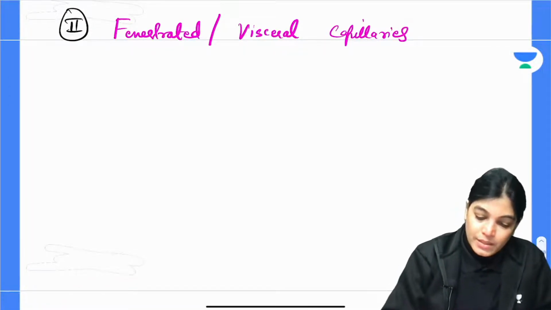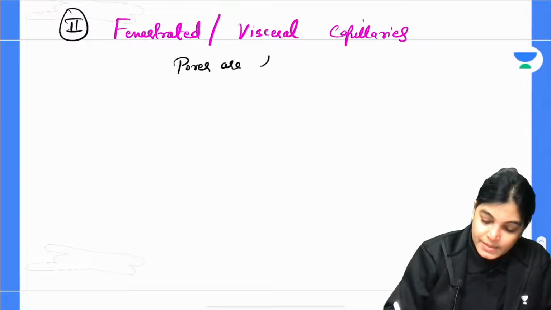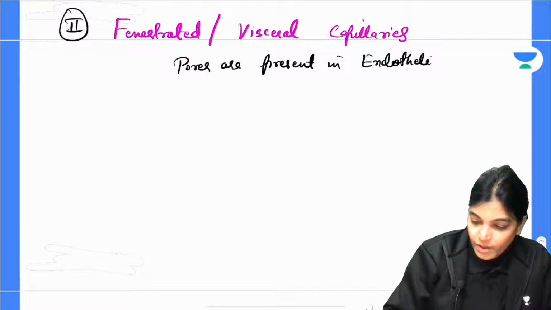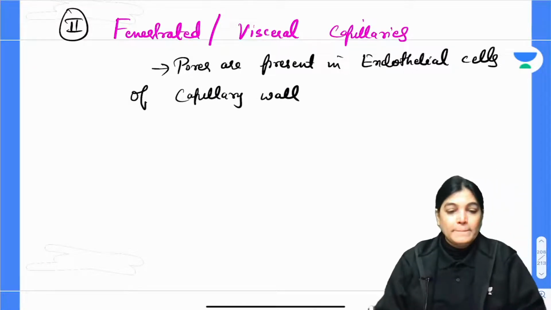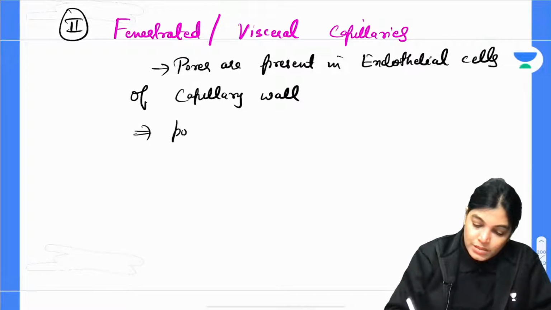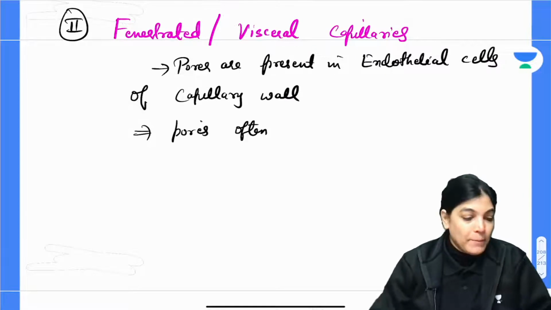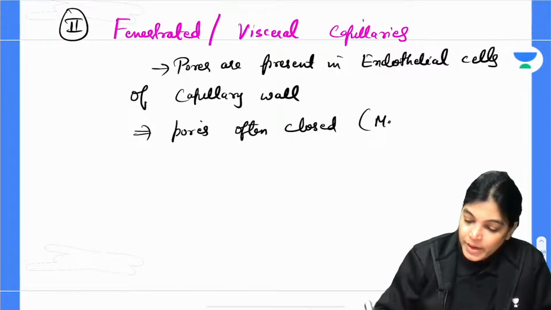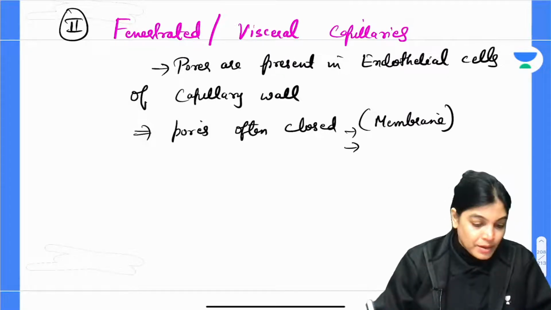If we talk about its general features, pores are present in the endothelial cells of the capillary wall. These pores often get covered or closed by a thin membrane. This thin membrane is called a diaphragm. So pores often get closed by a membrane, and what is this membrane called? These membranes are called thin diaphragms.